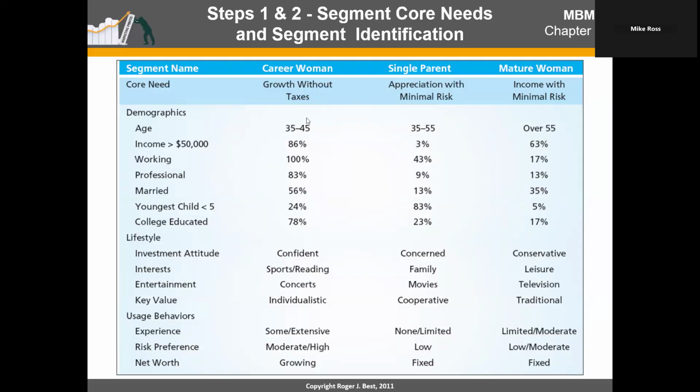I'm not going to read through all of this. Certainly, at your convenience, you can look through different segments. Here we've got a career woman versus a single parent versus a mature woman. Maybe a core need is professional growth and income, as opposed to the mature woman. I don't really know how to define mature women, but it looks like they're doing that here: 35 to 45, 35 to 55, over 55.